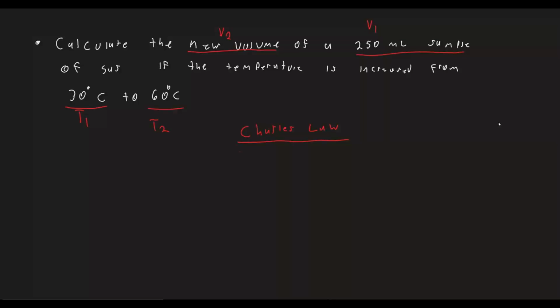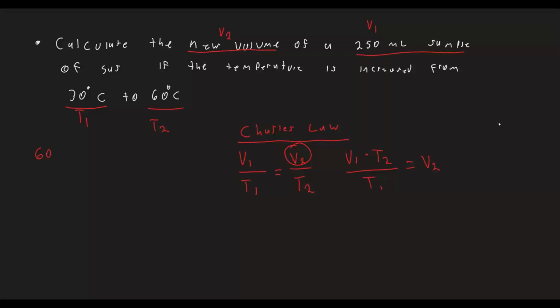Charles' law states that the volume 1 divided by temperature 1 equals the volume 2 divided by the temperature 2. Since we are looking for the volume 2, we simply need to multiply across by the temperature 2, which will yield us volume 1 multiplied by temperature 2 all over temperature 1 is equivalent to V2. I should also note that we are in Celsius here, so we want to do a conversion from 60C and 30C into Kelvin.